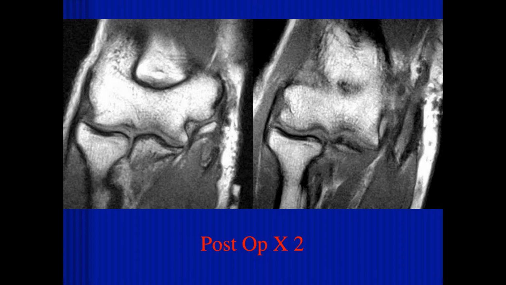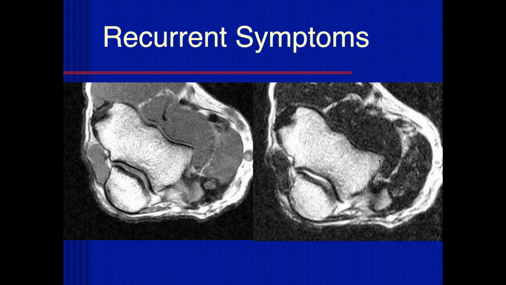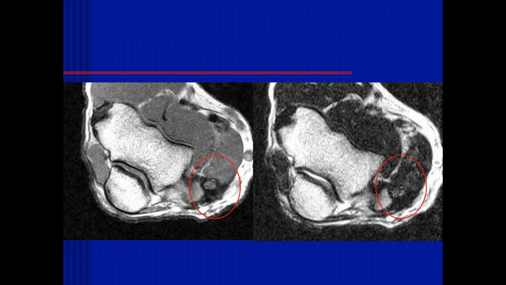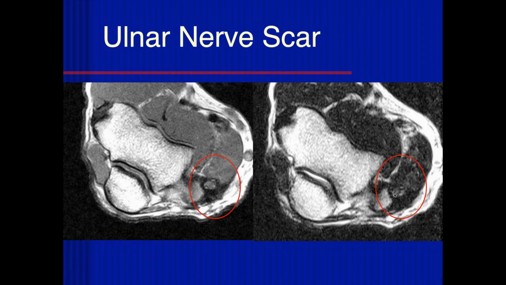And here's a patient who had recurrent symptoms. Here we can see a big thickened ulnar nerve with a lot of dense scar tissue around the ulnar nerve. Here the axial plane. Again, we can see a transposed ulnar nerve, markedly thickened, and a little bit edematous, and this really thick scar tissue encasing the nerve, which we can see there. And that was all scarring.